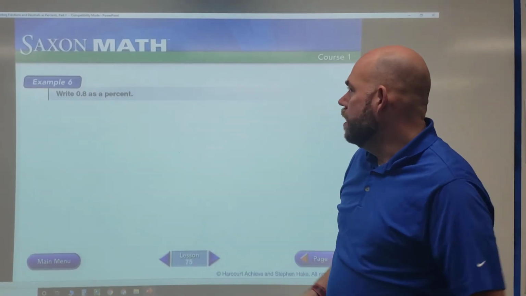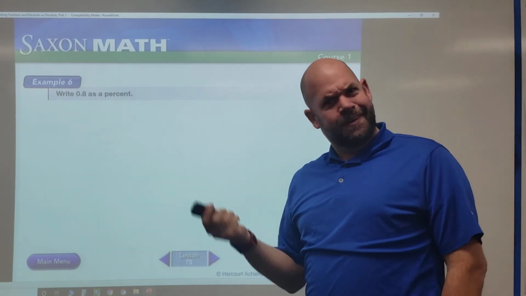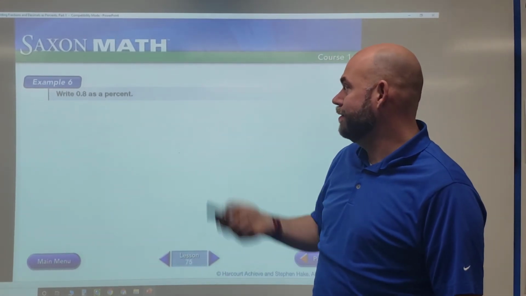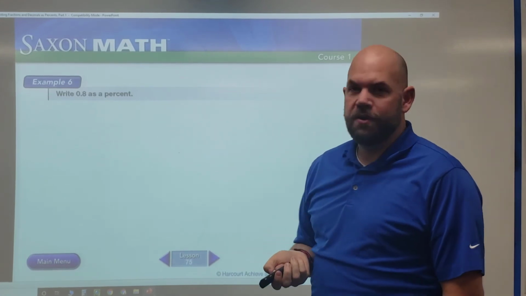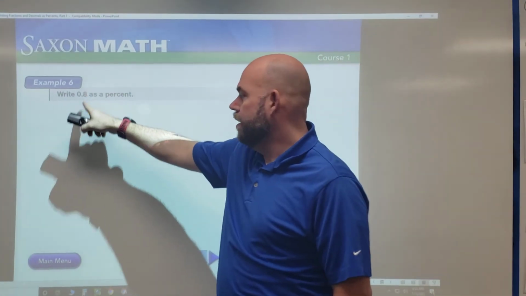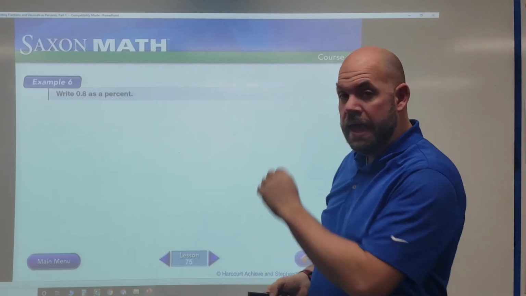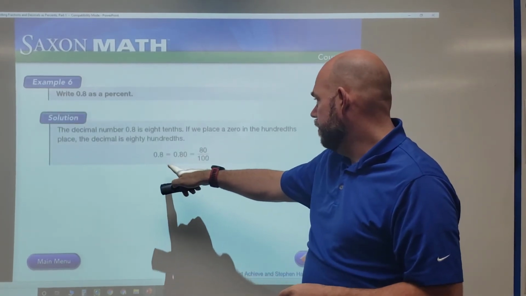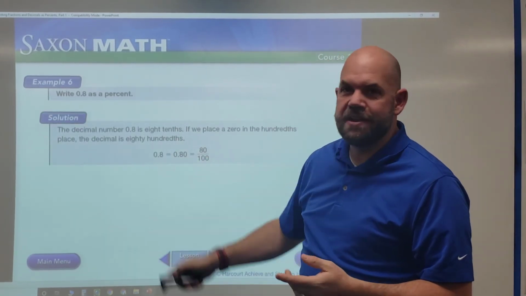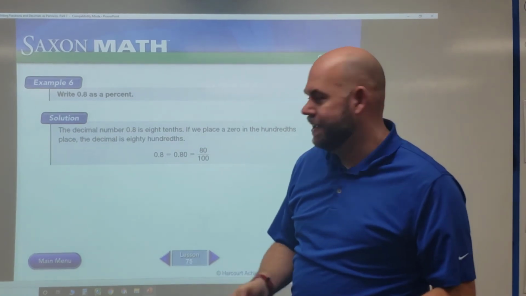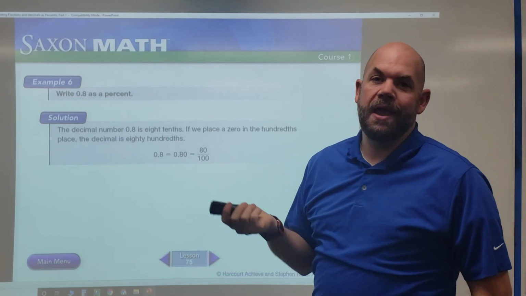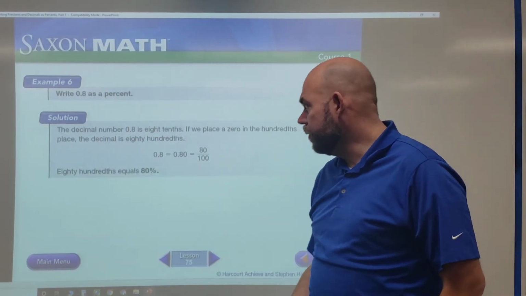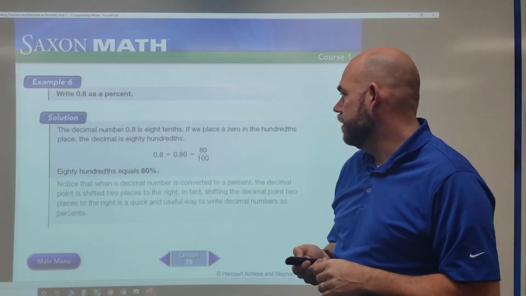Oh, look at this. We just have the same example. 0.8 as a percent. So a lot of students, again, will say, oh, well, that's 8%. No, it's not. That's in the tenths. So if we wrote that as a fraction, 8 over 10, you have to multiply that by 10 over 10 to get it over 100. 8 tenths equals 80 over 100 or 80%. Okay, 80 hundredths equals 80%.